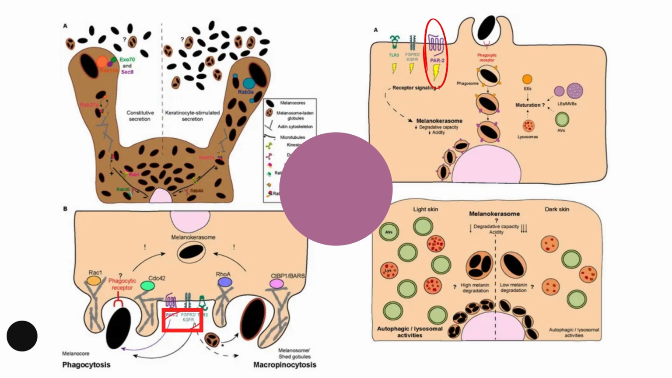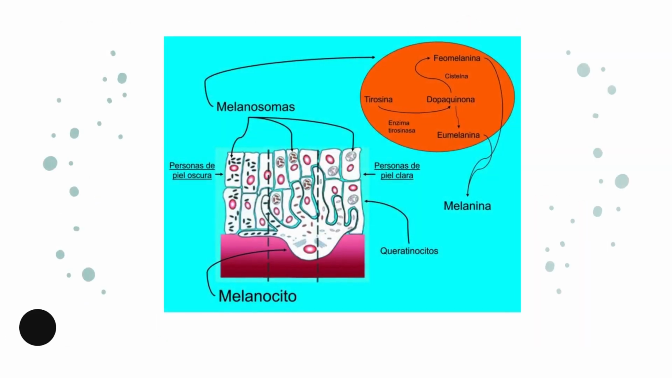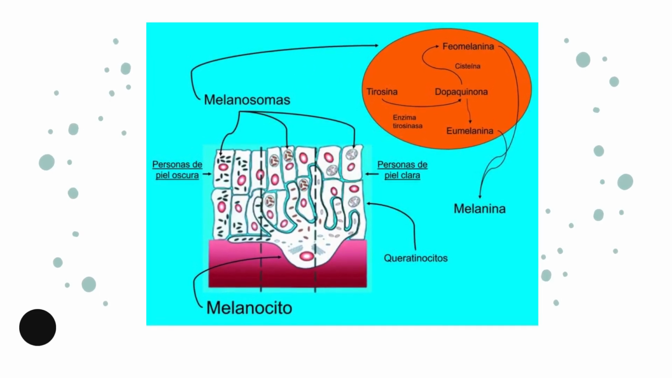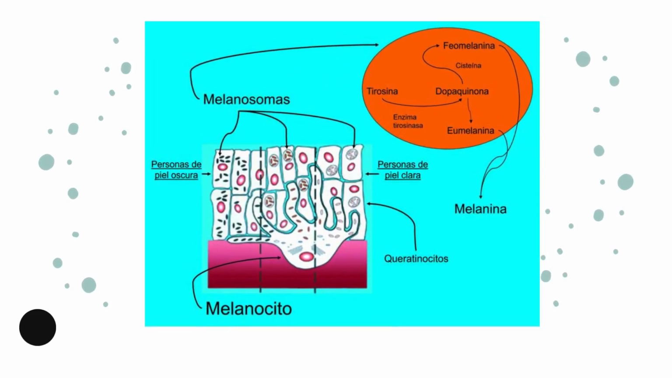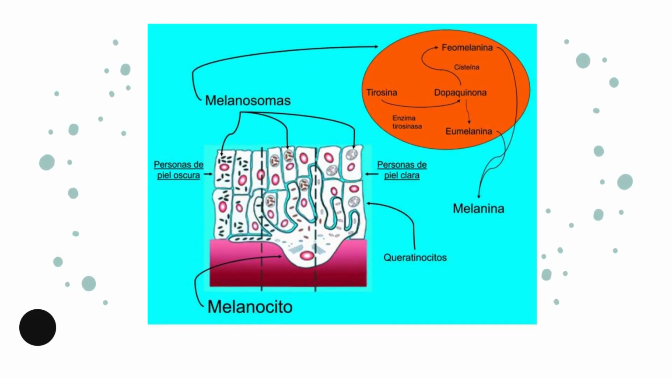PAR2, protease-activated receptor 2, is another important player in this process. Activation of PAR2 by specific proteases triggers a series of events that facilitate melanosome phagocytosis. Upon reaching its final location, melanin becomes the main determinant of skin color, which, in addition to defining important human phenotypic traits, plays a critical role in photoprotection due to its ability to absorb ultraviolet radiation.